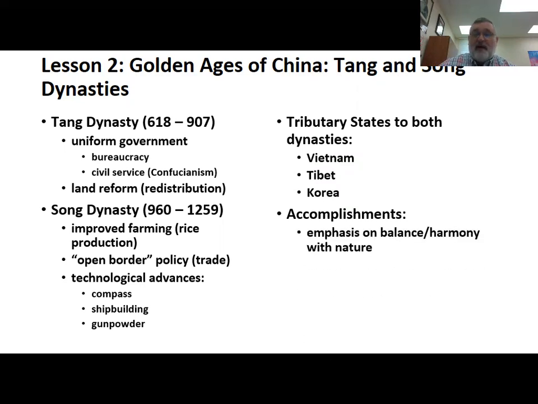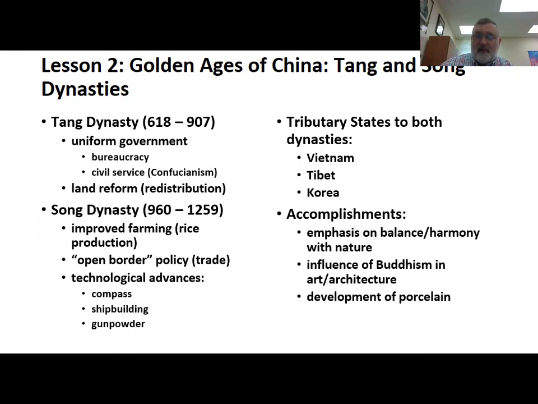Some accomplishments. The Tang and the Song both are noted for their art, particularly their paintings, but also their poetry and emphasis on balance and harmony within nature. They were tremendously influenced by Buddhism, and so you start to see this in a lot of their art and architecture. We're going to look at some examples of these things. They developed porcelain, which became one of their major trade export items to Europe. And with literature, probably the most famous poet that China produced is a man named Li Bo. And so we'll look at some examples of his poetry.